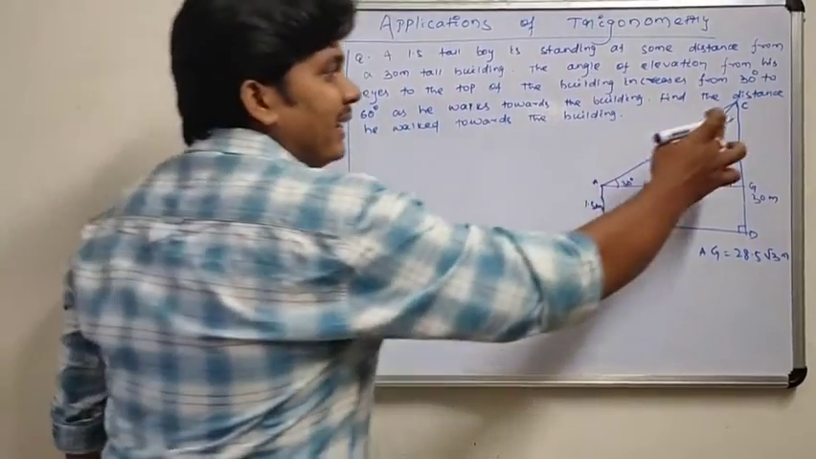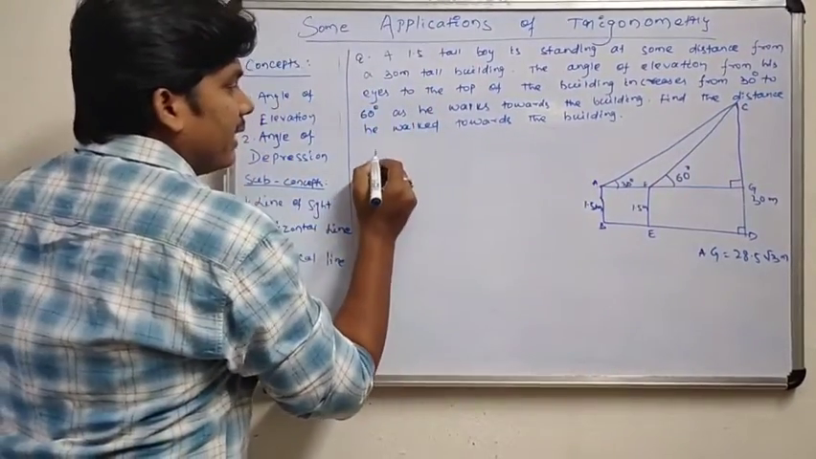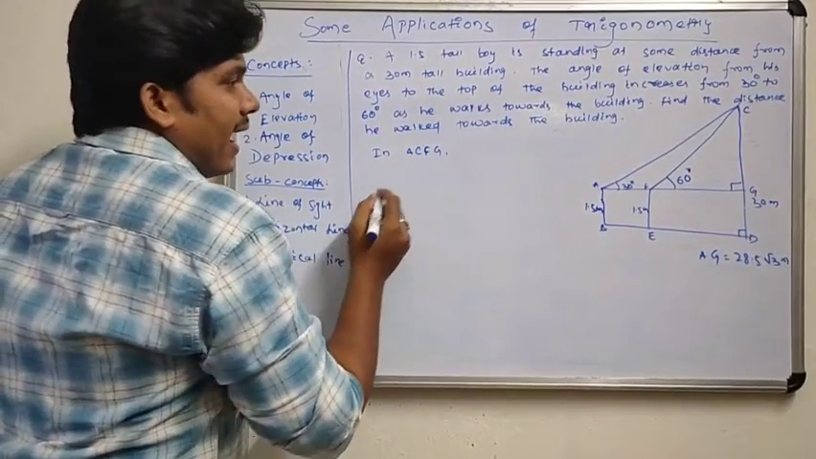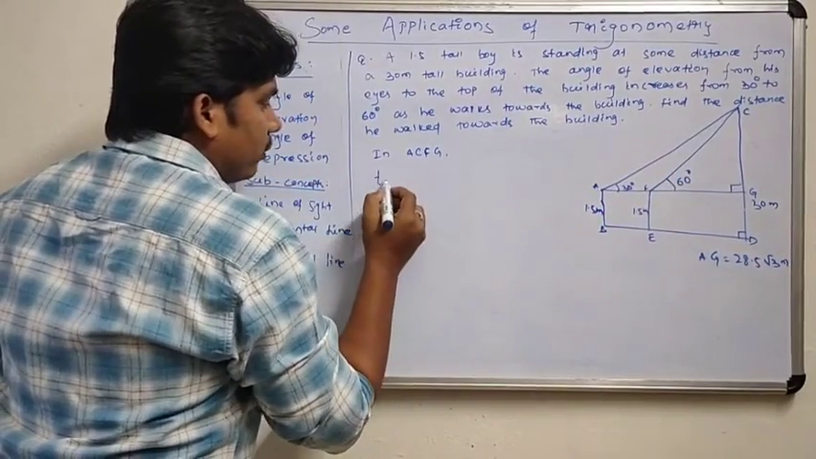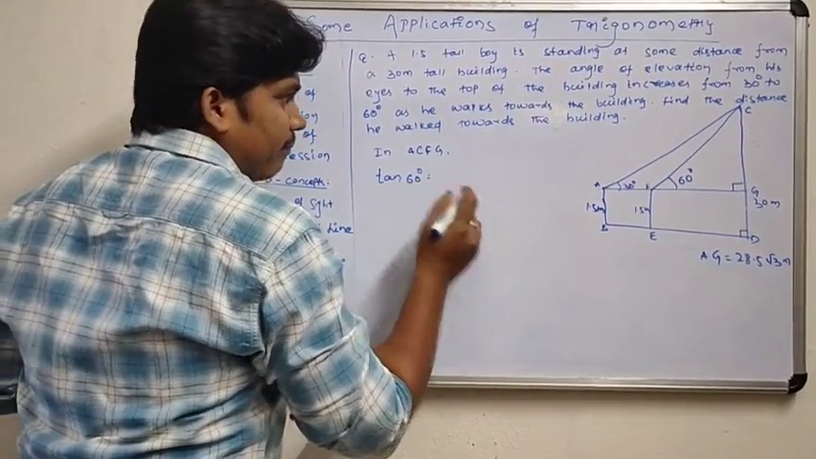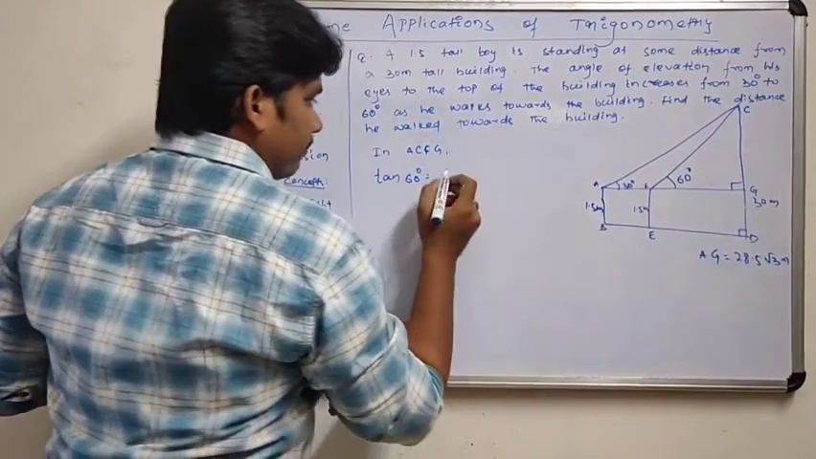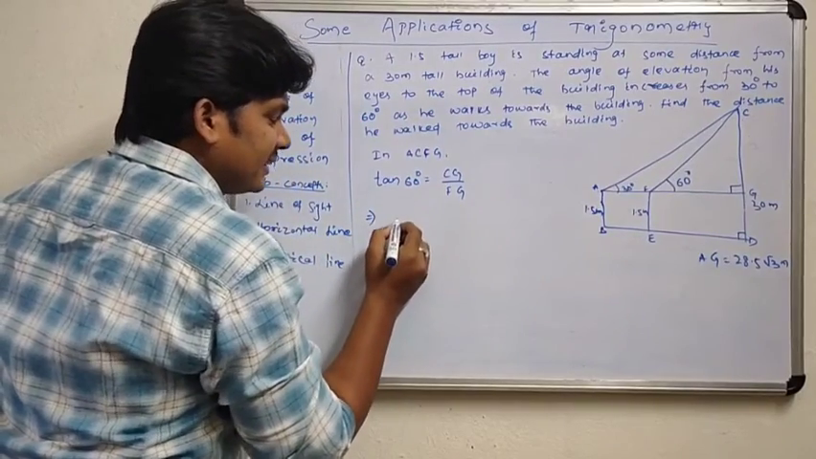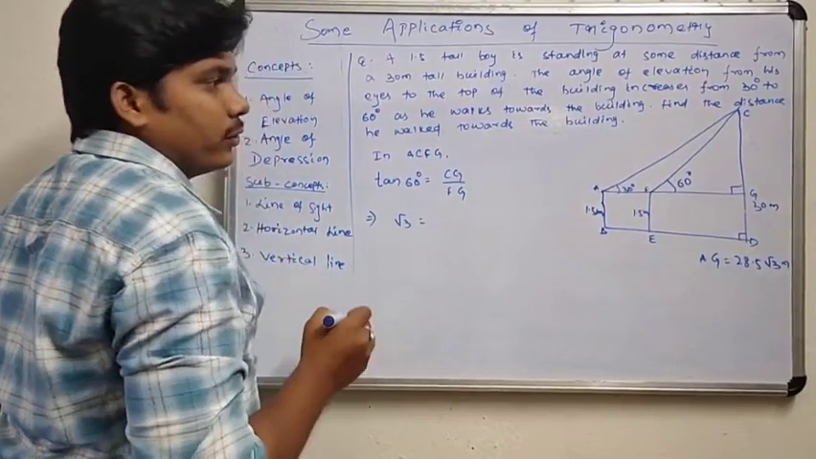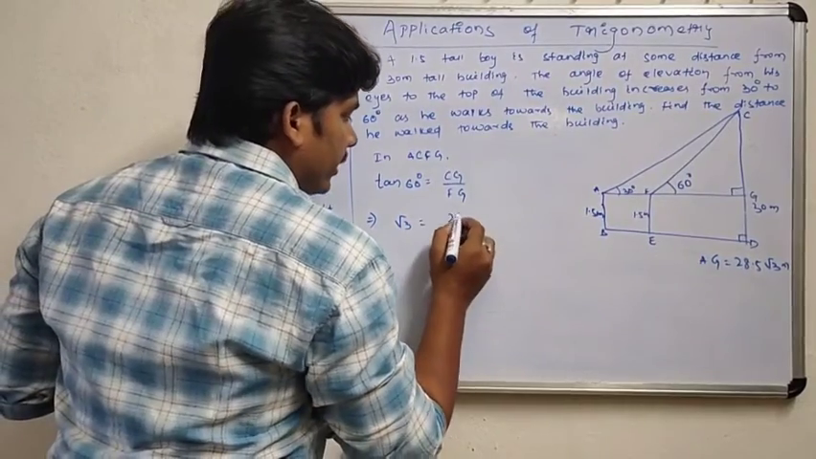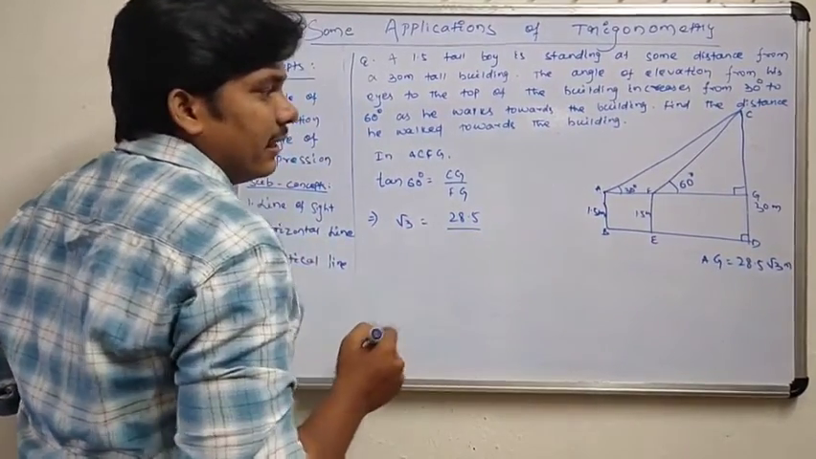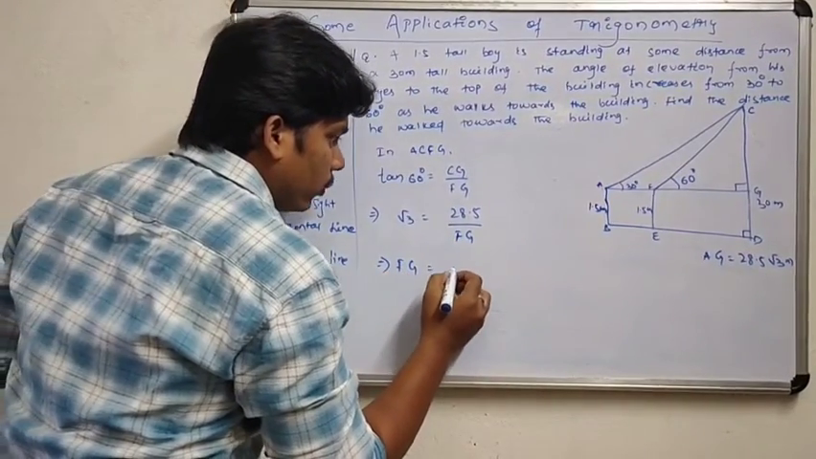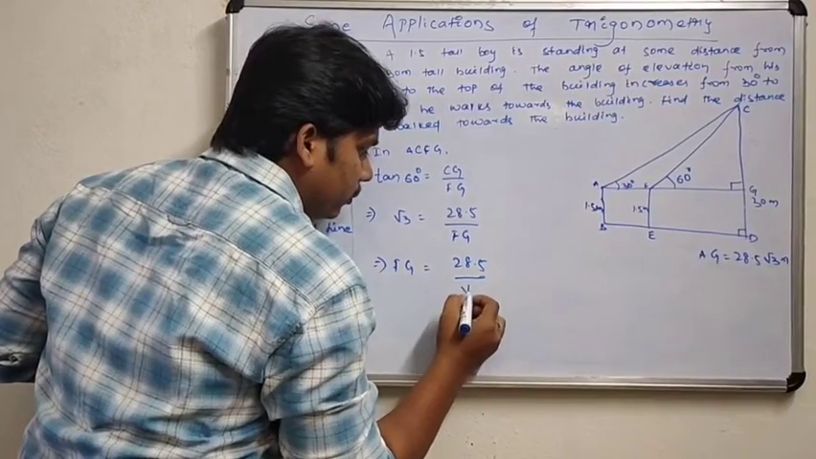Now, I will take the triangle CFG. In triangle CFG, I am using the tan ratio, tan 60 degree equal to CG by FG. As we know, tan 60 degree is root 3, which is equal to CG, we know 28.5, by FG, we don't know. Then I can find the FG equal to 28.5 by root 3.